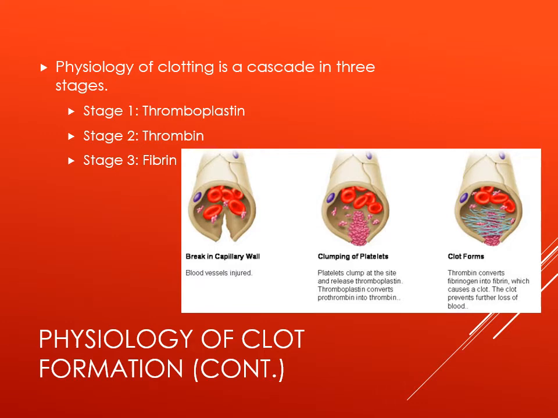So if you take a look at the picture here, you'll notice the first picture is just the damage basically to the capillary wall here. So the blood vessel's injured first. And then stage 1 and stage 2 are kind of combined into the second picture. This is the clumping of the platelets. And then the third stage, when fibrin actually is formed, this is the clot formation that they show in this third picture here.